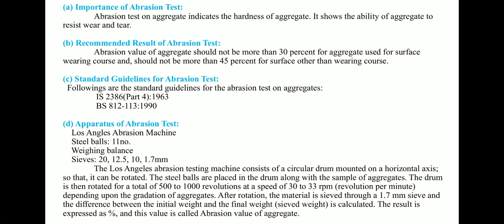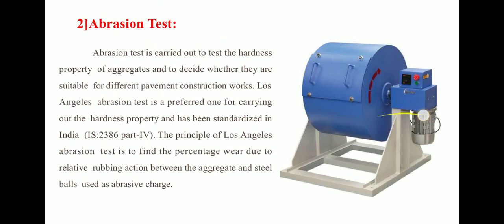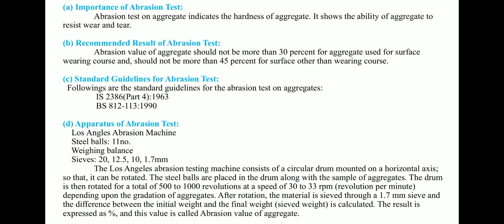Then there are also standard guidelines for the abrasion test specified in IS 2386 part 4 from 1963 and BS 812-113 from 1990. The apparatus used for this abrasion test are the Los Angeles abrasion machine shown in this figure, steel balls, generally 11 in number, a weighing balance, and sieves of 20 mm, 12.5 mm, 10 mm and 1.7 mm.